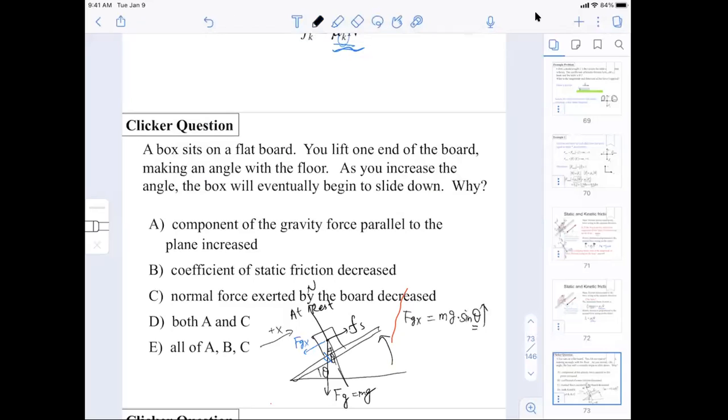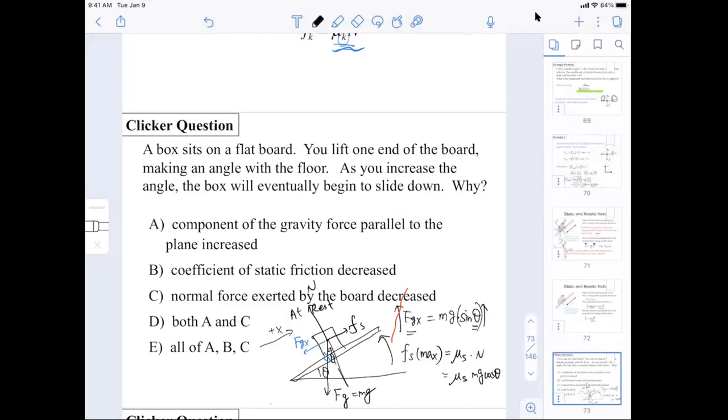Yes, it is. Sine theta also increases as theta increases, so this component is increasing. So the force dragging it down increases. But the static friction, which is the maximum amount that it can provide, is mu of static times normal force. Again, normal force balances out the y component of gravity, so that's mg cosine theta.